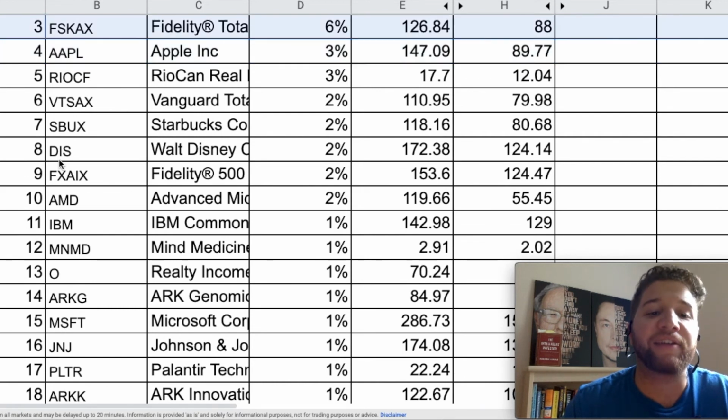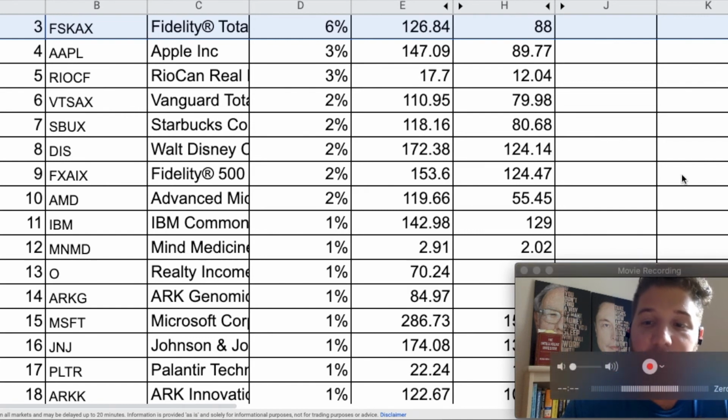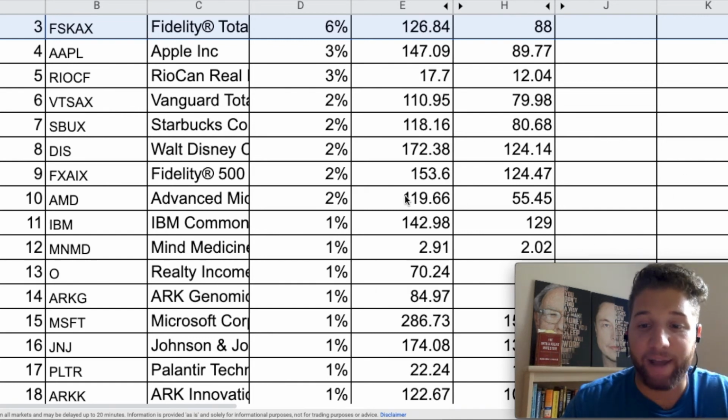Now, FSKAX, this is basically the same as VTSAX. I just hold it in my Fidelity account. So it's a total market index fund. These total market index funds are great. You'll probably make on average around 10% a year. In the past decade, it's probably been a lot more than that. But anyway, average cost $88, up to $126. If passive investing is your style, then these index funds are the way to go. I've made videos on those as well.